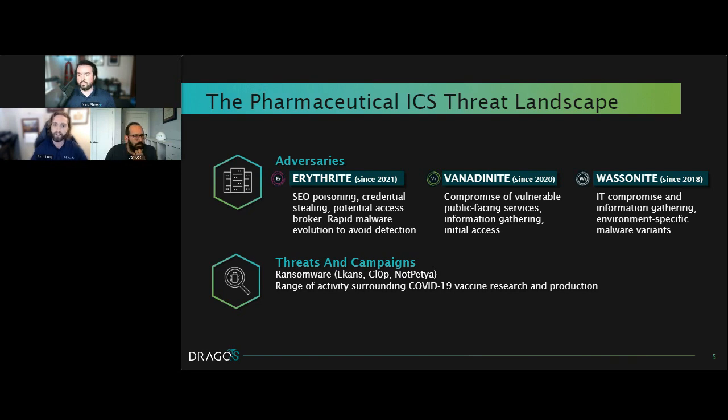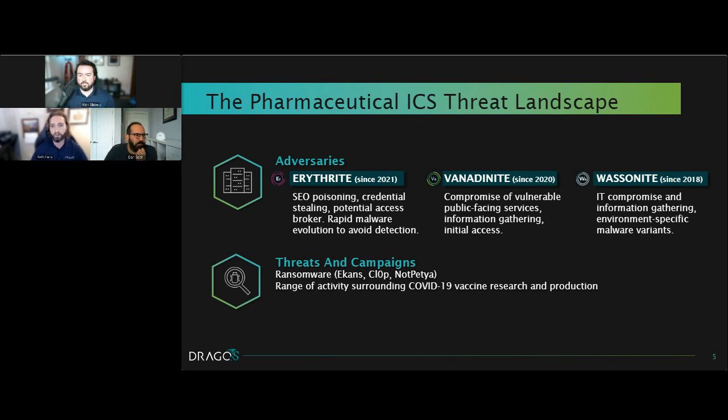The next threat group I'd like to touch on is Vanadinite. They focus on compromising vulnerable public-facing services for information gathering and initial access. They're using mainly publicly known vulnerabilities, and this is an interesting point in that these aren't really sexy new zero-day vulnerabilities. It's things that are known but just haven't been patched yet. Their main interest is in information gathering at this time, as opposed to any kind of purposefully destructive activity.